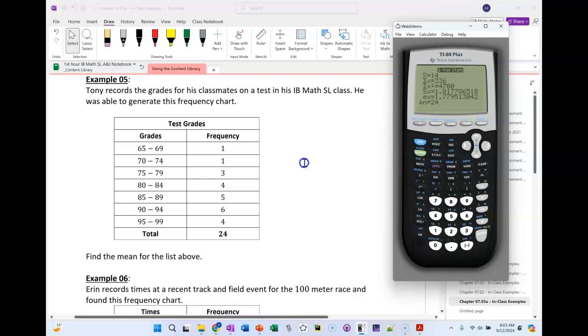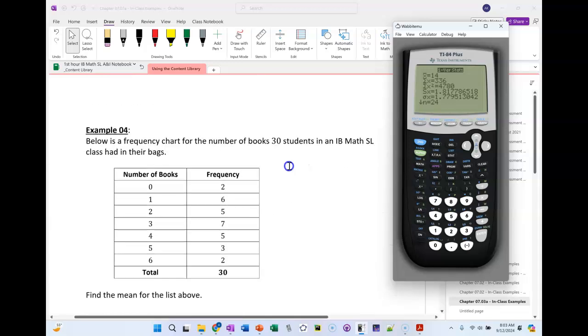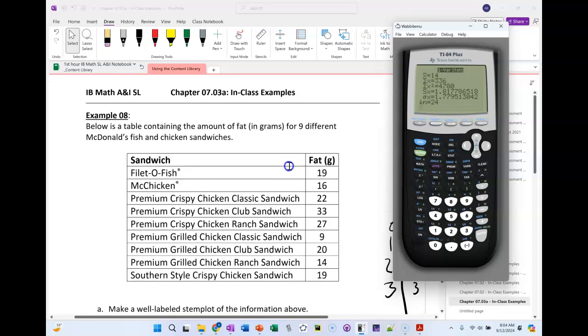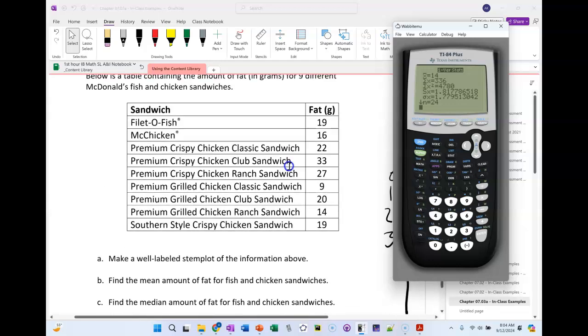How about for this one? What's the mode or modal class? 90 to 94 is the modal class. How about for this one? 3 is the mode, right? Everybody feel good? That's easy stuff. All right.